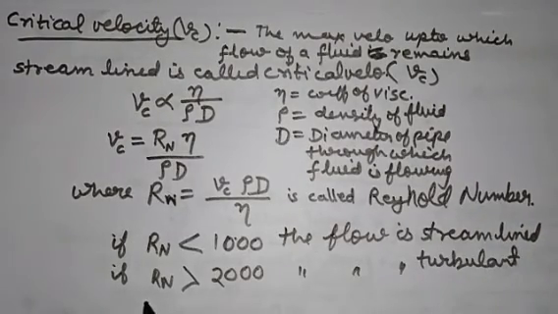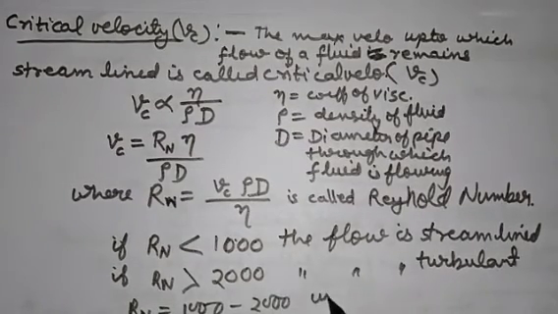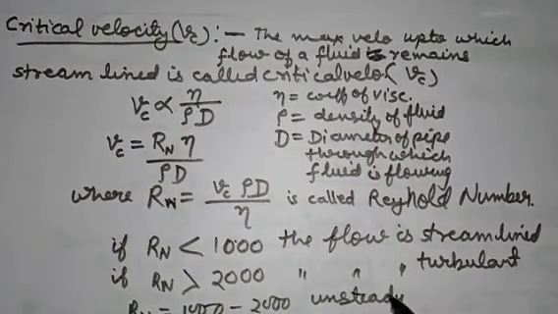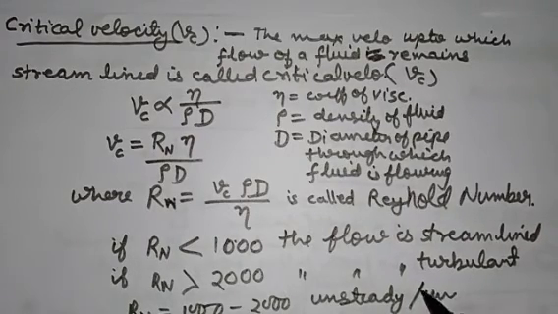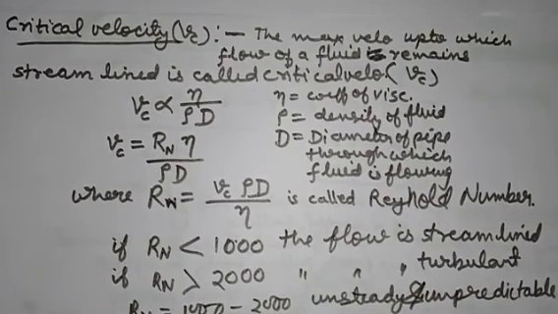And for Rn between 1000 and 2000, it is unsteady. We can say turbulent, but unsteady is most appropriate, and unpredictable. It can be streamlined, it can be turbulent in between. There's not a clear boundary, but we are certain that less than 1000 it must be streamlined, and above 2000 it must be turbulent.